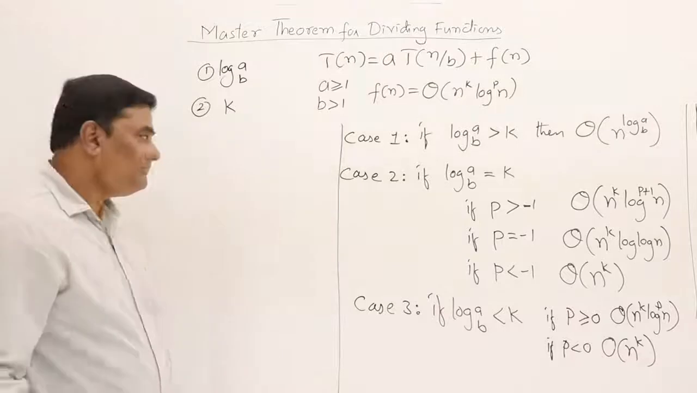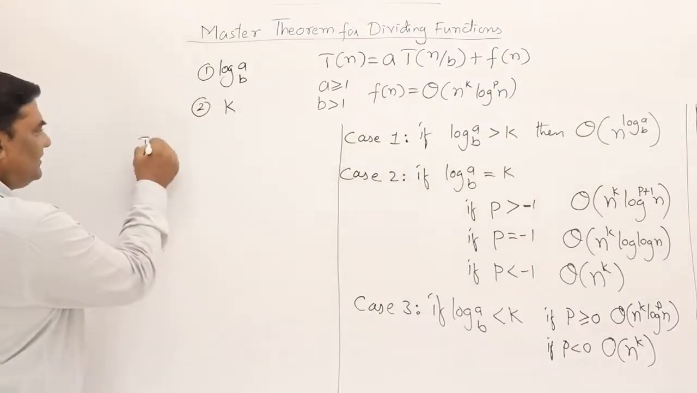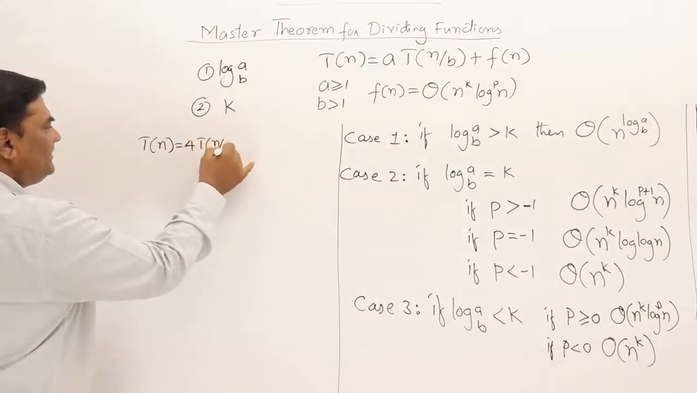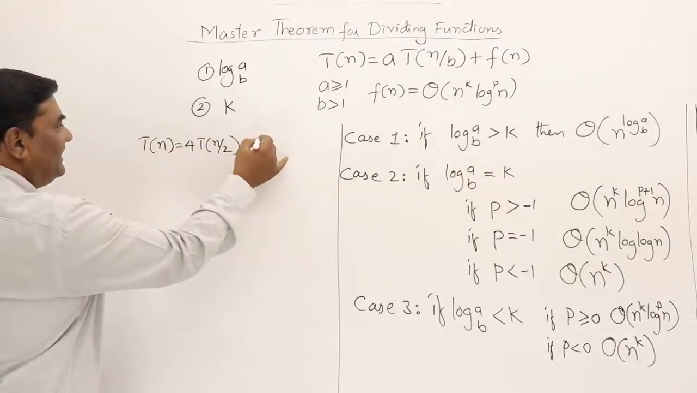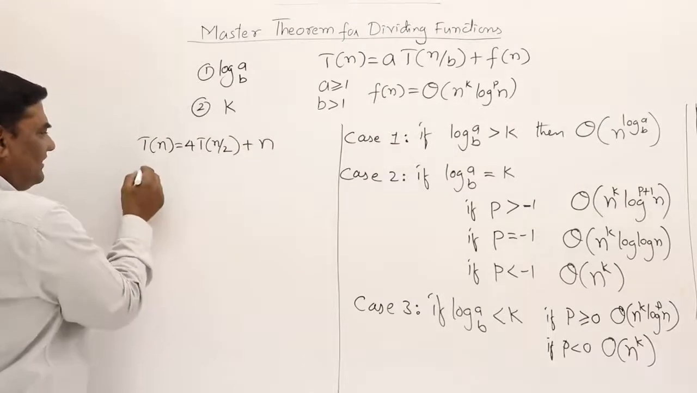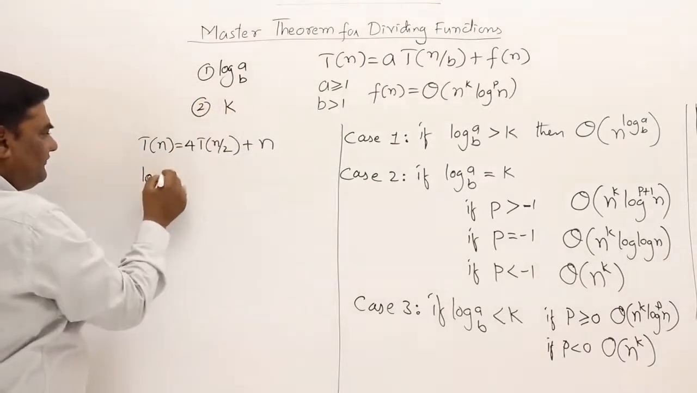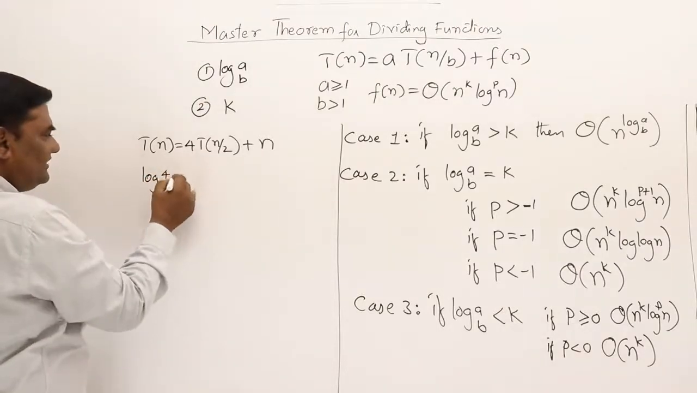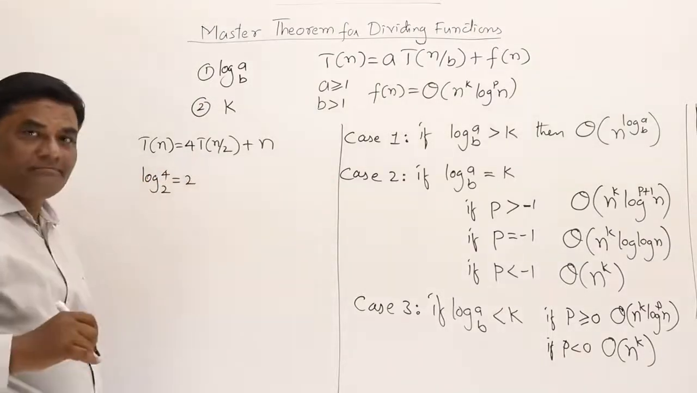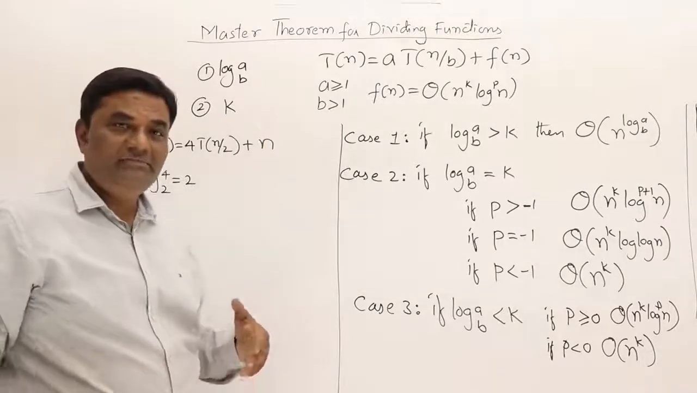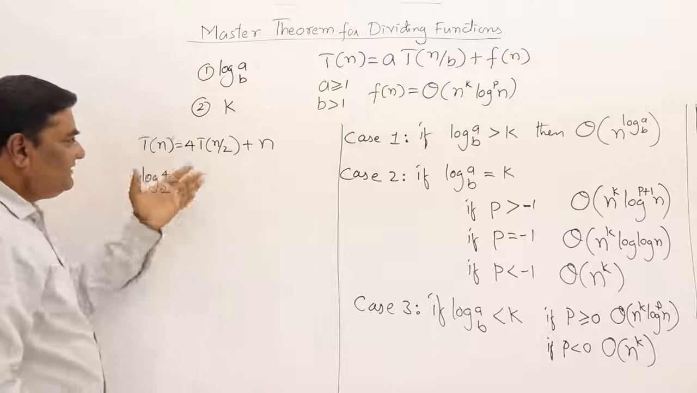Second example. Tn is equal to 4T(n/2) plus n. So directly I will find out these two. Log 4 base 2 is what? 2. Log a base b I found out directly, instead of finding out a and b and then p, I have directly found out this one.